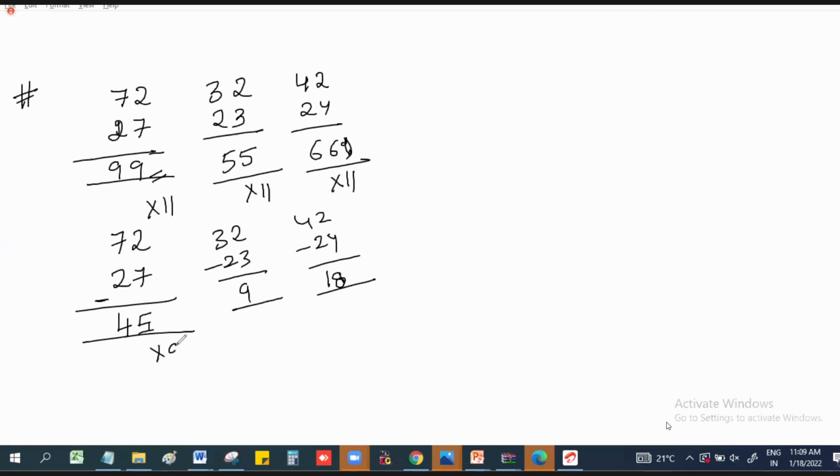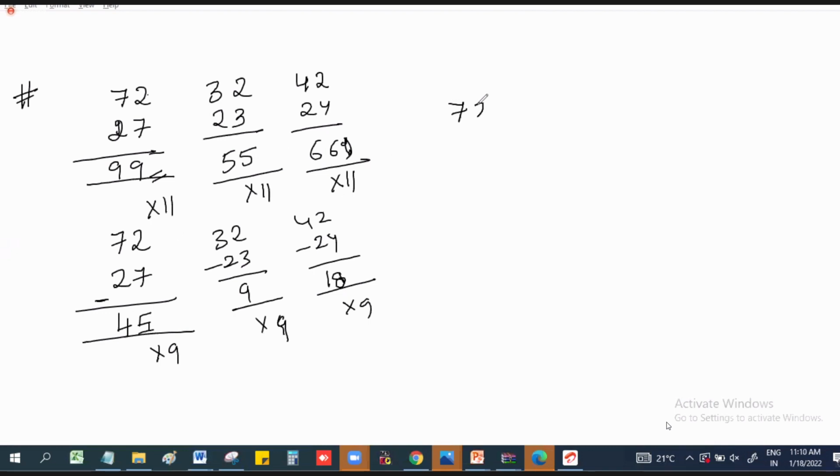45 is a multiple of 9. 9 is a multiple of 9 and 18 is a multiple of 9. So can I conclude a point here? If you take any two-digit number, reverse it and add, it is a multiple of 11. If you take any two-digit number, reverse it and subtract, it is a multiple of 9. How is it happening? Let's check.